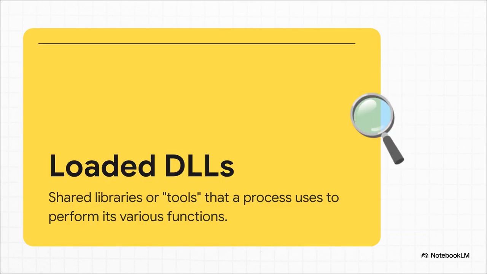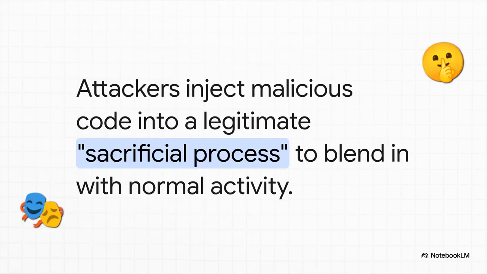All right, our third clue comes from looking at the tools a process is using. In the Windows world, these are usually called DLLs, which are basically shared toolkits of code. A program loads these toolkits to get the functions it needs to do its job. And this is where attackers get really sneaky. They abuse this system. Instead of running their own obviously malicious program, they'll find a totally legitimate process, something you trust, like your web browser, and they'll hijack it.